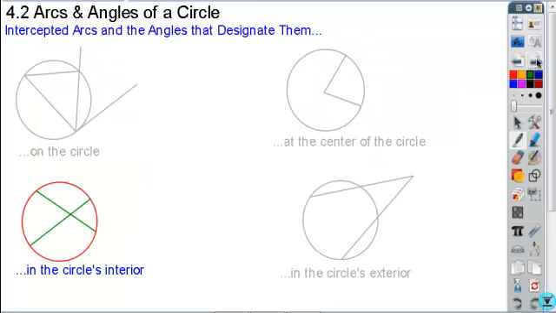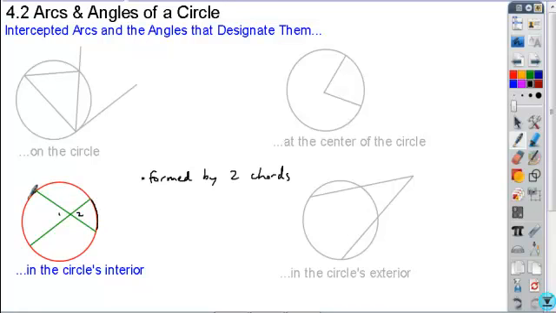The next concept causes a little more confusion, and that is when an angle is formed by two chords. If the angle is formed by two chords, that means the vertex is going to lie in the interior of the circle, and the relationship that holds true here. So again, I'm just going to use angles 1 and 2, although the other pair of angles could work.